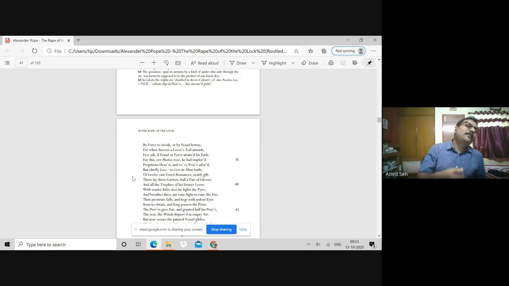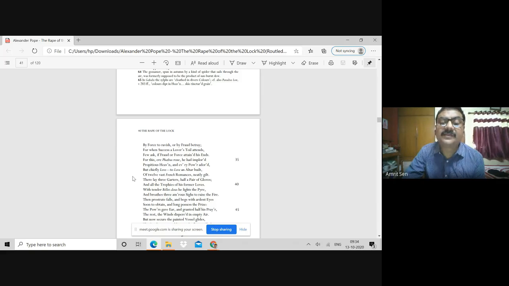Now, you might think of the Baron as wanting a lock of hair of Belinda. But you might also want to consider this, that the Baron wants to soon possess the body of Belinda and make love to her for a very long time. So long possess the prize. You can see the double entendre here, the double suggestion within the lines. Therefore, this latent subterranean sexuality is also something which we shall have to consider in the Rape of the Lock. The powers gave ear and granted half his prayer.